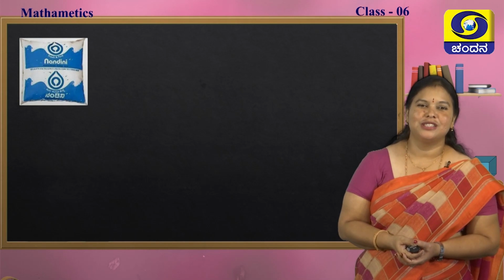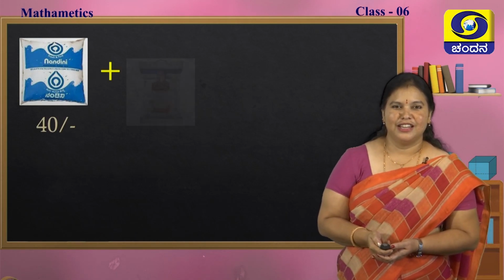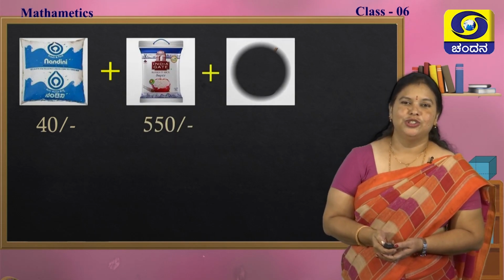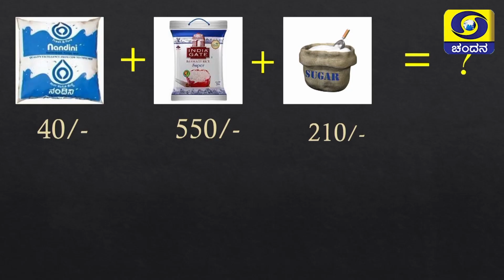Suppose your mom asks you to buy milk for 40 rupees and rice for 550 rupees and sugar for 210 rupees. How much do you have to pay the shopkeeper? What do you have to do here? Yes, you are all bright students. You will give 800 rupees. You have added all these, which you have learnt in your previous classes. Like this, we are using numbers in different ways also.